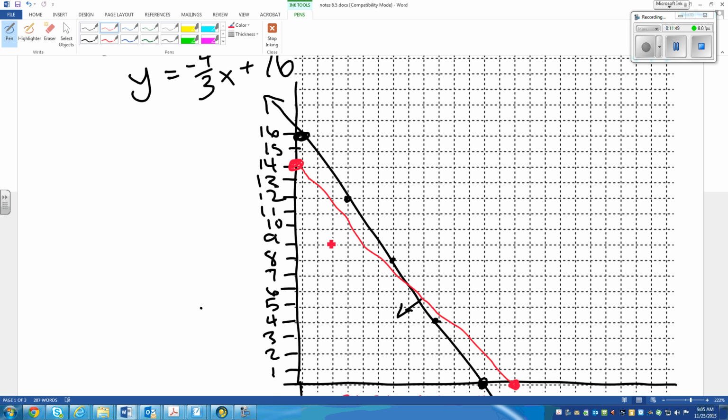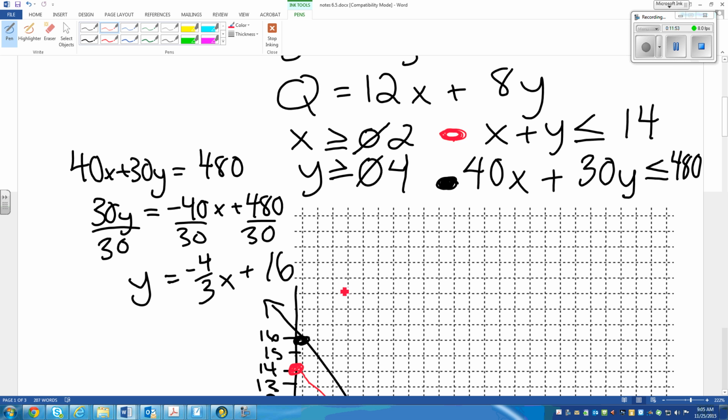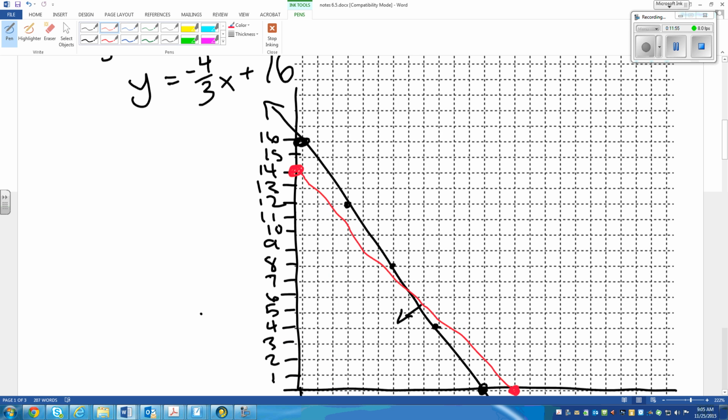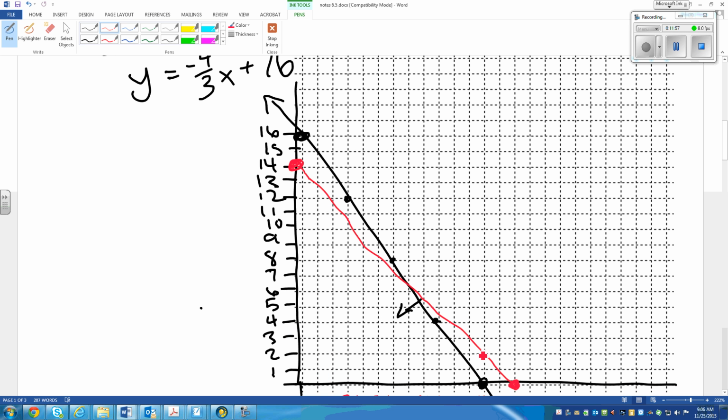Which way do I color? Well, I put 0, 0 in. 0 plus 0 is that less than 14? Yeah, so I color down. So right now, I have this point right now is part of the intersection, but I don't know if it's part of the feasible region yet, right? I have to graph the other lines.